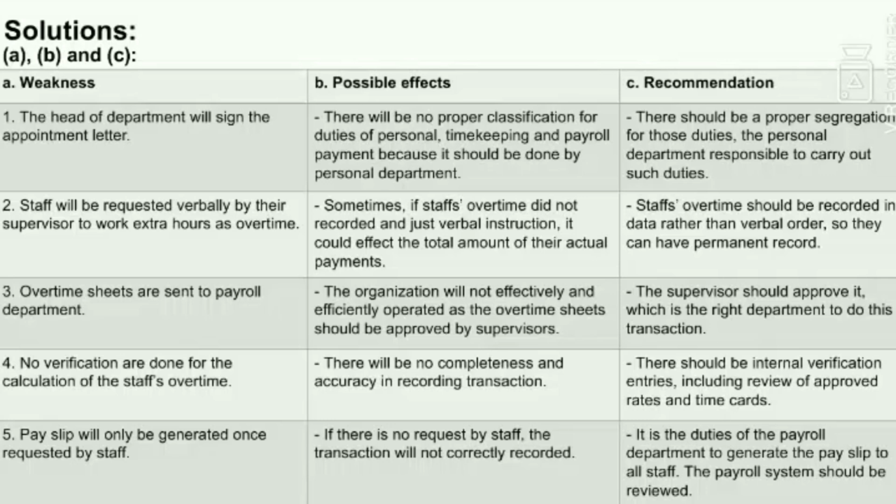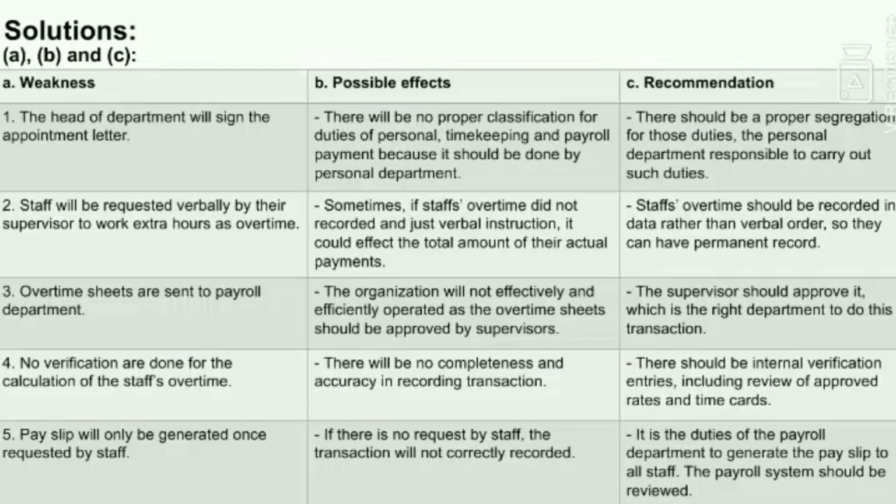Next, no verification is done for the calculation of the staff overtime. Because of that, there will be no completeness and accuracy in recording transactions. To overcome it, there should be internal verification of entries including review of approved rates and time cards.